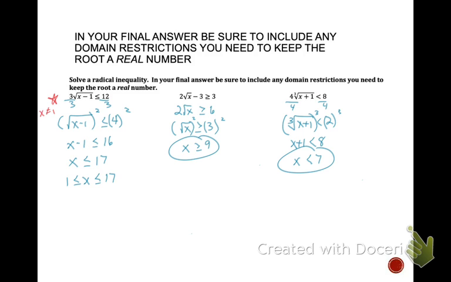All right, that concludes the notes for Concept 19, solving rational exponent equations.